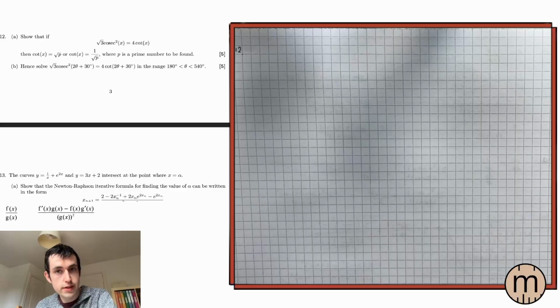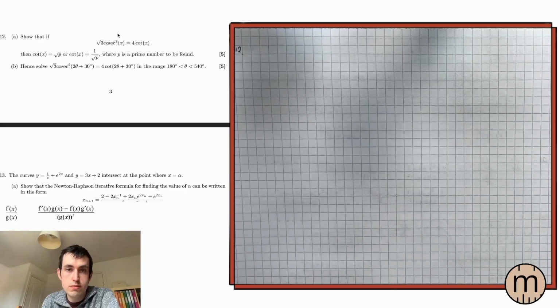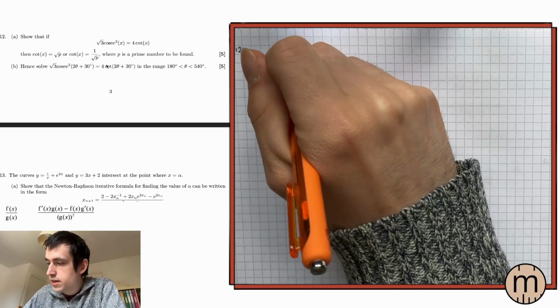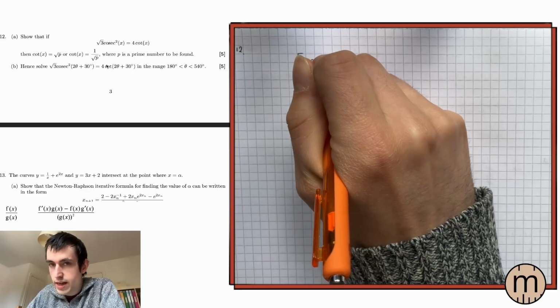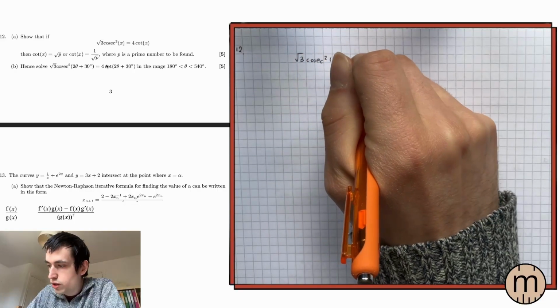And after question 11 is of course question 12. In this one, we need to show that if what's given is true, then we can show that cot x is equal to root p, or cot x is equal to 1 over root p. We're given that root 3 cosec squared x is equal to 4 cot x.